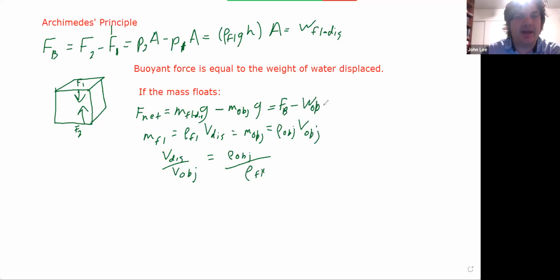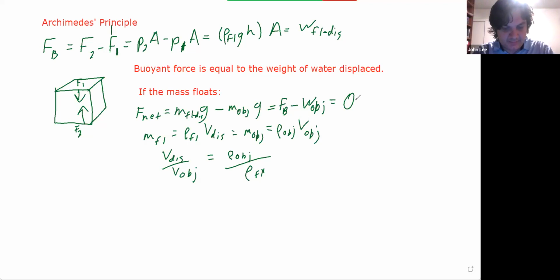So it's going to be the mass of the fluid displaced times G minus the mass of the object times G, and that's going to be equal to 0 because the mass object is floating. So the mass of the fluid is equal to the mass of the object. So rho fluid times V displaced is equal to rho object times V of the object. So the amount of water displaced, V displaced, divided by V object is equal to the density of the object divided by the density of the fluid.